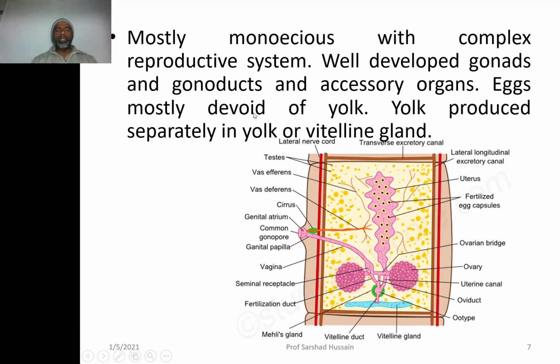Eggs are mostly devoid of yolk. The eggs produced by them don't have yolk. Yolk is produced separately in yolk or vitelline glands. Yes, this is the vitelline gland. Egg is produced in the ovary, but without yolk. When the egg reaches over there, the vitelline gland adds the yolk to the egg. So eggs are produced without yolk, but the yolk is added with the help of the vitelline glands.